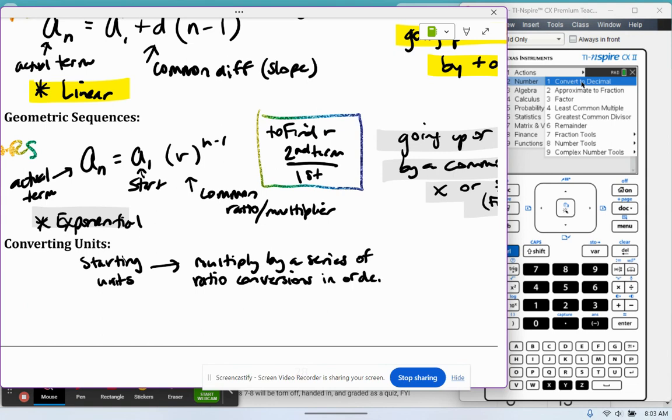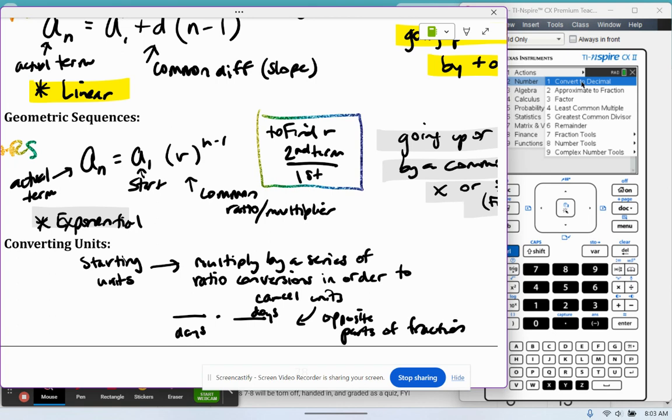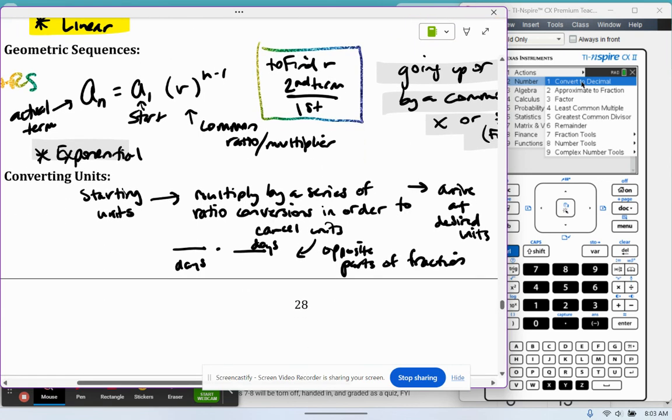Series of ratio conversions in order to cancel units. Units will cancel when they're in opposite parts of the fraction. And you will arrive at your desired units. All of the ratio conversions that you will need for this test, with the exception of like 24 hours in a day or 12 inches in a foot, can be found on your conversion sheet at the top of your reference sheet. So you can put RS.